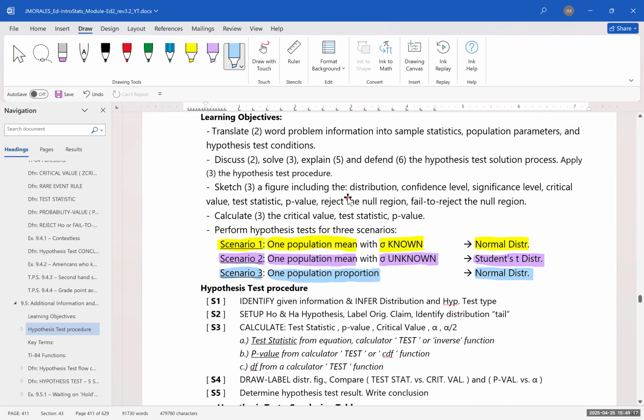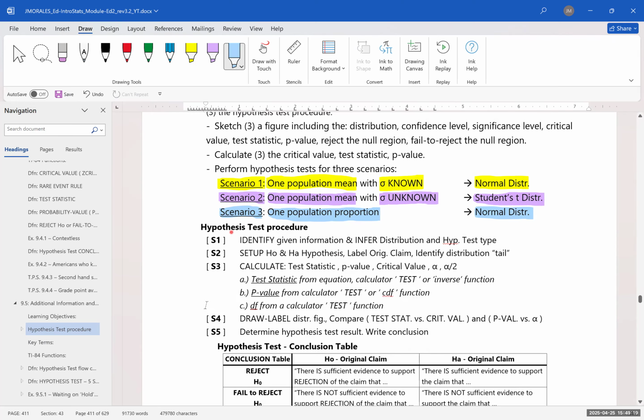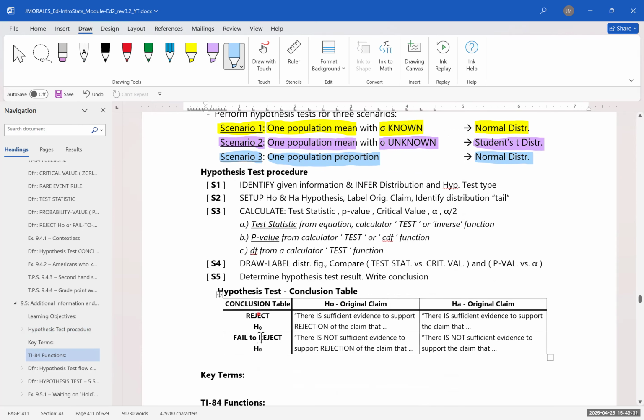Okay. Here on this first page, I've condensed all 5 steps for doing a hypothesis test. Right here, step 1, 2, 3, 4, and 5. I tried to compress it down as small as I could. Here's another copy of the hypothesis test conclusion table.